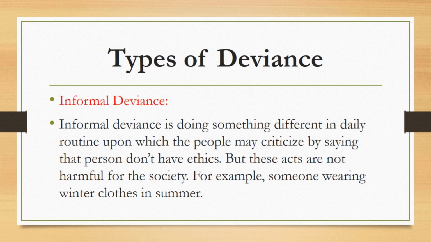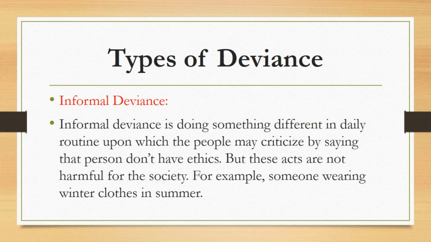The second type is informal deviance. Informal deviance is doing something different in daily routine for which people may criticize, saying that the person doesn't have ethics, but these acts are not harmful for society. For example, if someone is moving on the road wearing winter clothes in summer, it will look totally different as all the other persons will be wearing summer clothes. Similarly, the masses living in villages usually go to bed early and wake up even before sunrise. So if someone in a village stays awake the whole night and sleeps in the morning, this act is also against the norms of that village.